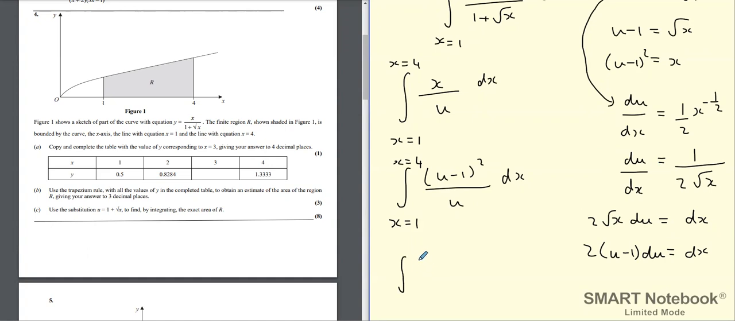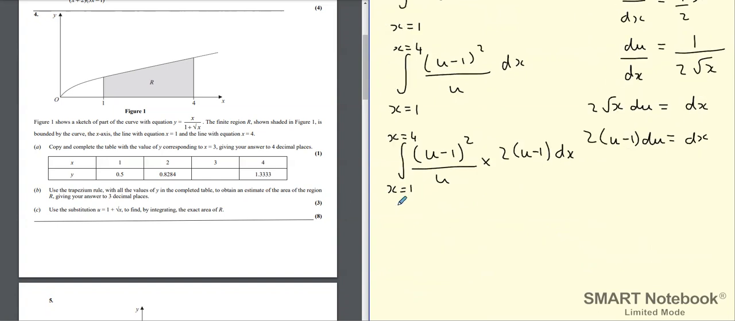So here we get (u minus 1) squared over u. dx is going to become 2 times (u minus 1) du. And we've got a dx here. We still haven't changed our limits in terms of u. We're going to do that shortly.